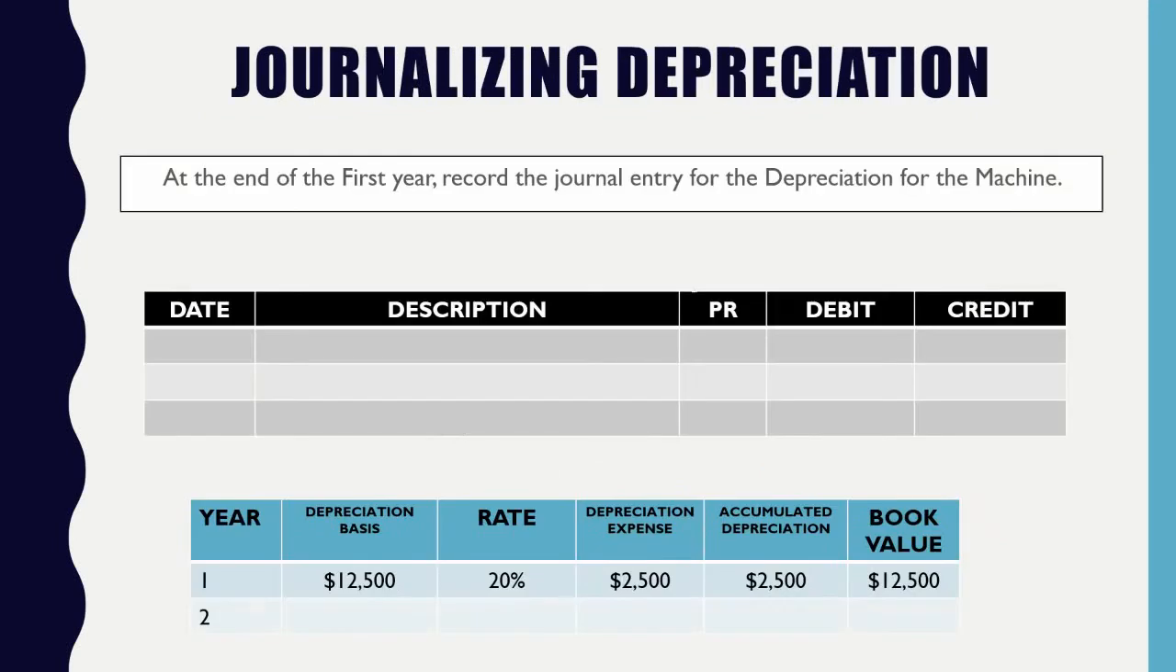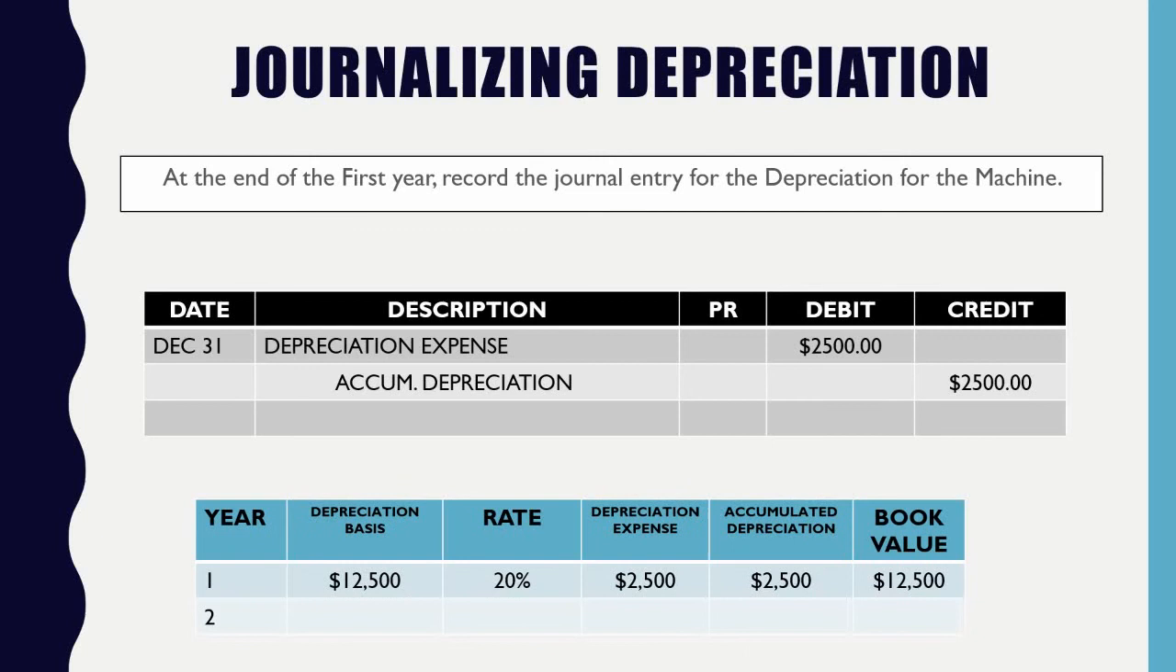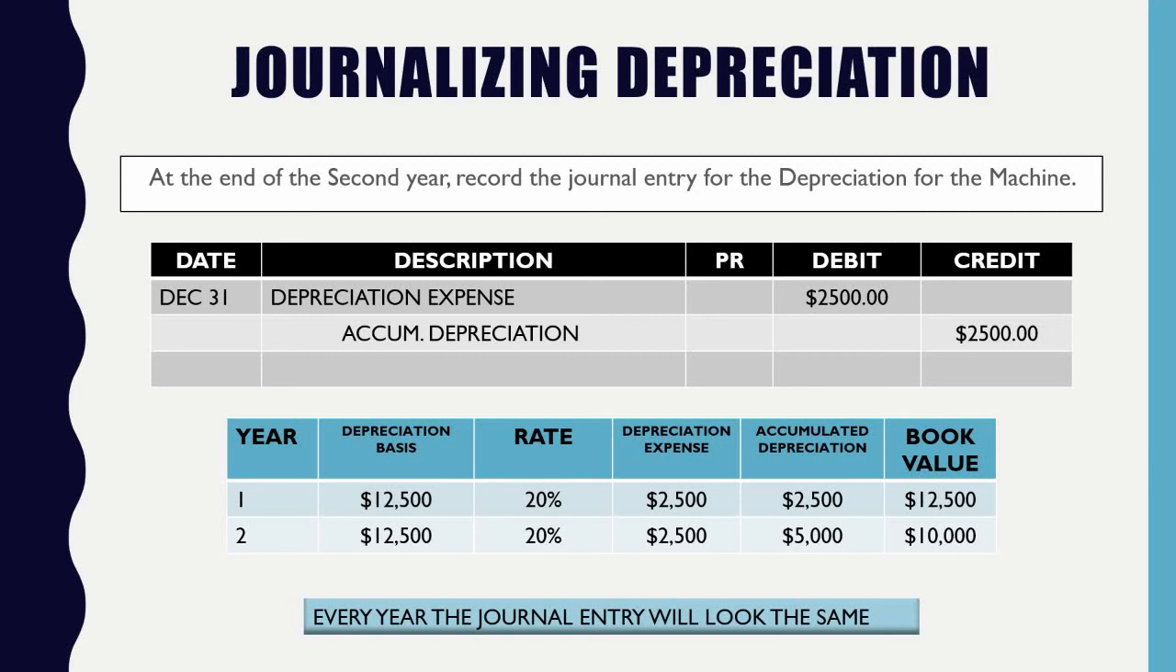Okay? So how do we journalize it? Same thing here. You're still going to use the depreciation expense and the accumulated depreciation, but this time the number is going to be 2,500. Well, what happens for year 2? Your journals are all going to stay the same every single year because you're depreciating the same amount every year.